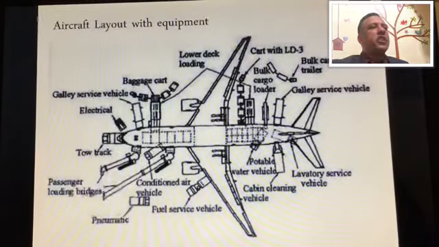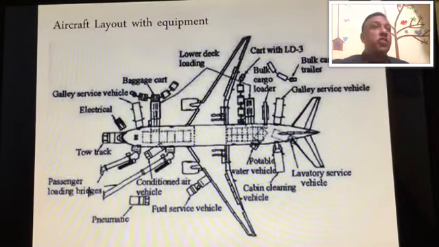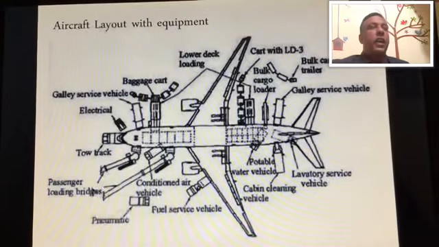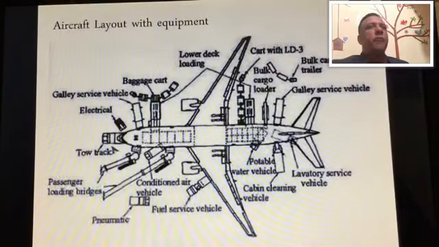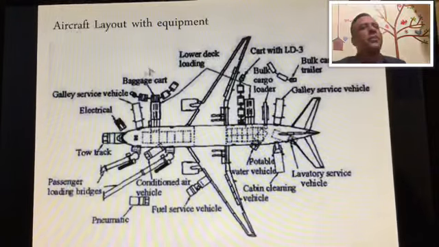Passenger bridge, loading bridge. This is an aero bridge, which is used for embarking and disembarking the passengers on and off the aircraft. And we have a tow bar or tow truck. I've already studied this one. This will help in the pushback of the aircraft. As you can see, in this area there is a lot of equipment being used.